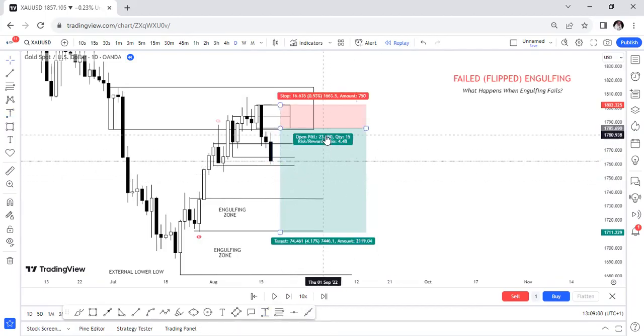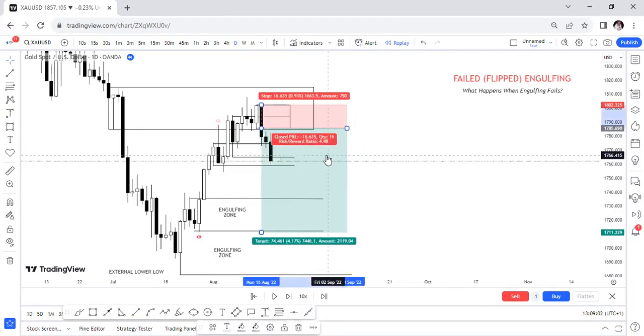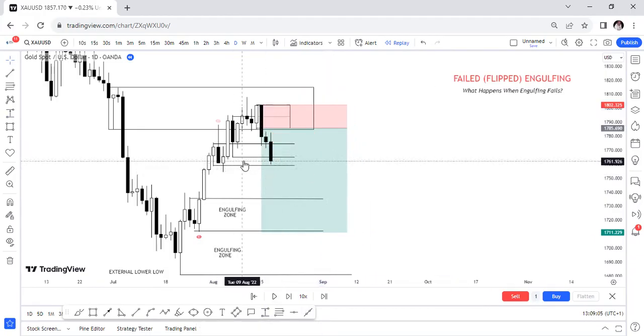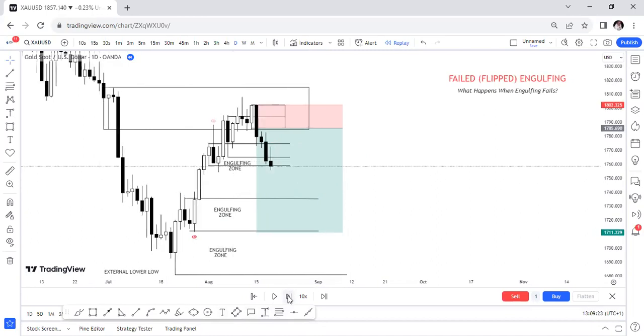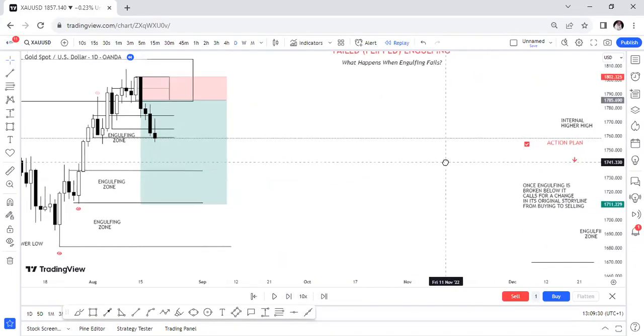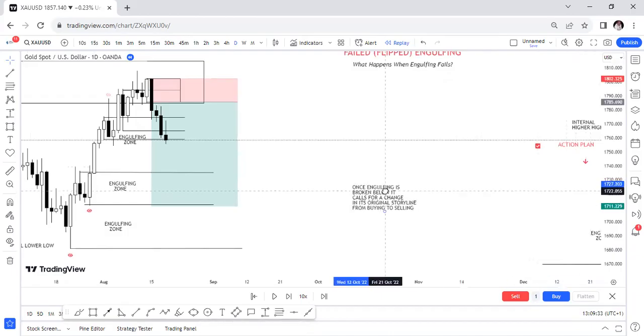And price continues to move, taking out this engulfing zone. This is another engulfing zone, so we want to see this be taken out too. Can you see it? Let's play it forward. So we want to see it be taken out.